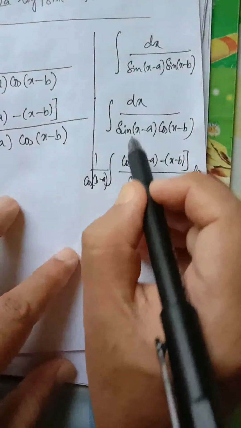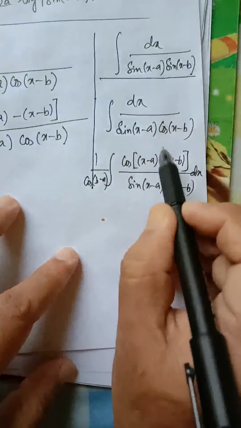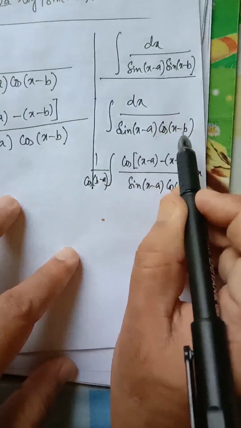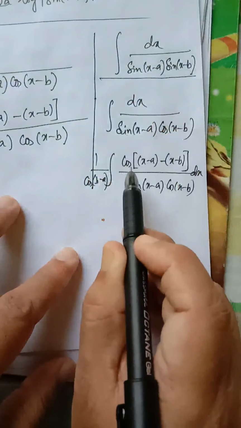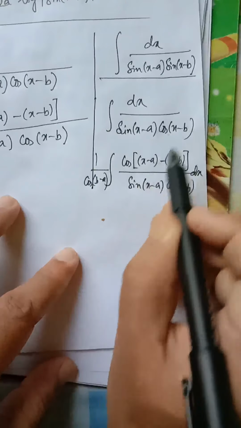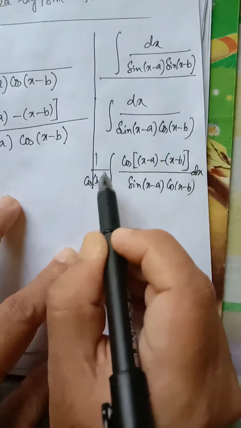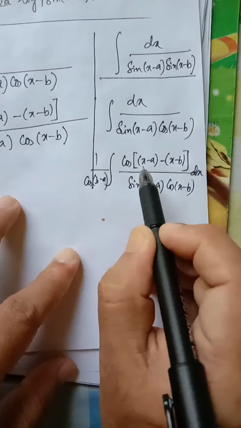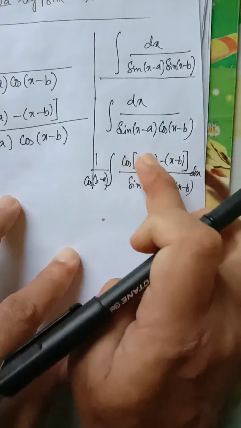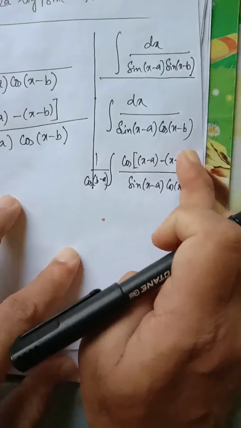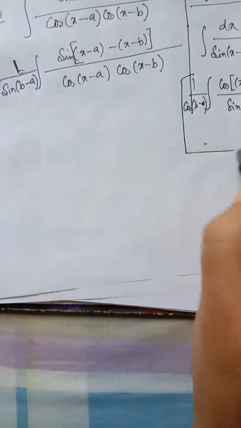But when one term is cos and one term is sine, we will express the numerator in terms of cos of this minus this. So it will be cos of b minus a, and to adjust you have to write 1 by cos of b minus a here. After that we will express this in the form of cos a minus b formula, just like in this question.